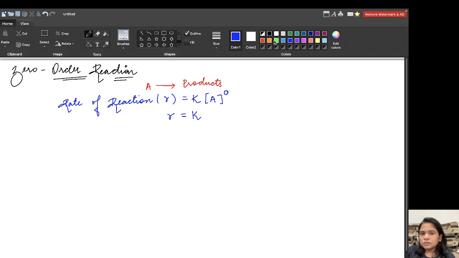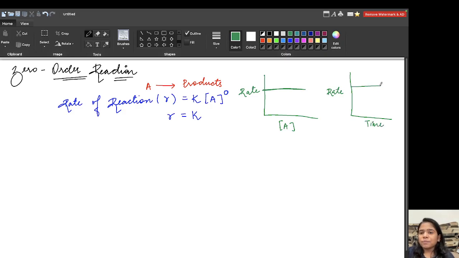We will do the graph topic fully later, but just understand through a graph. If I am taking rate with concentration, the rate will have no effect from change in concentration of your A. Rate will remain constant. Even if I take my rate with respect to time, my rate will definitely not change with time as well. That is my zero order reaction.